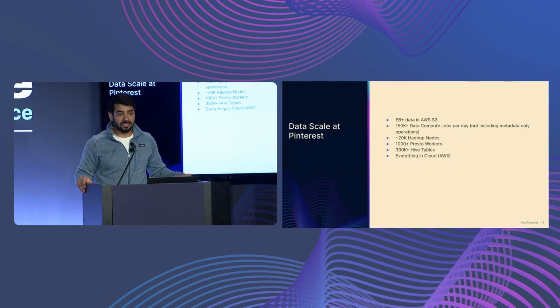Okay, so as I promised, let's look at what the data scale at Pinterest looks like. We operate at an exabyte-plus of data in AWS S3, and we have 150,000 data compute jobs that run every day. And these don't include any metadata operations. We have over 20,000 Hadoop nodes, over 1,000 Presto workers. We have over 300,000 Hive tables. We are not proud of saying that. We're trying to cut it down as much as we can. And everything is on cloud.